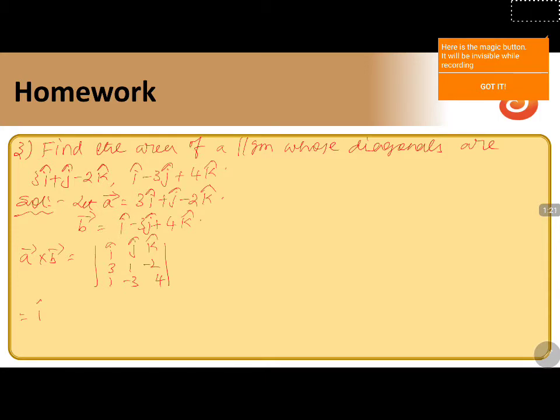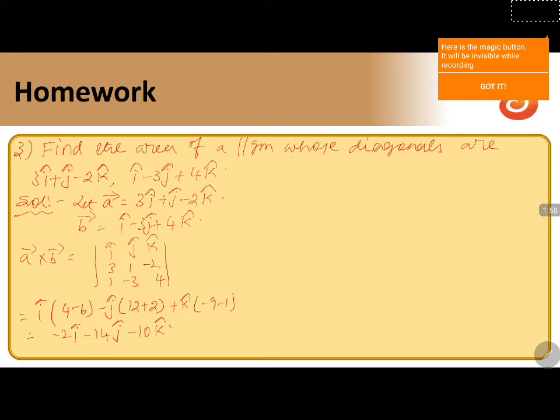So if we expand this determinant, we will get i cap into 4 minus 6, minus j cap into 12 plus 2, plus k cap into minus 9 minus 1, that is equal to minus 2 i cap minus 14 j cap minus 10 k cap.